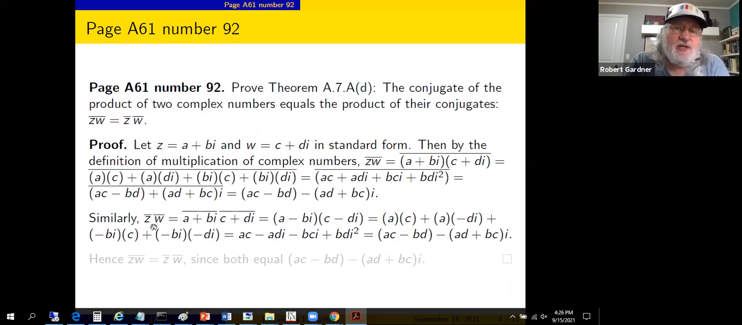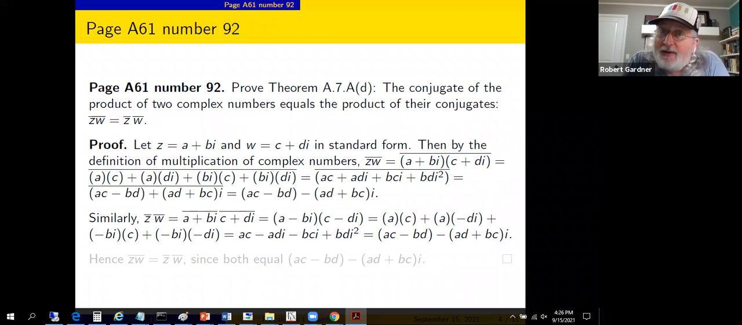Let's show the right-hand side of the equation is the same thing. So let's compute z conjugate times w conjugate. z is a plus bi. w is c plus di. We'll conjugate both of those. Here's a plus sign in front of the imaginary part. We'll change it to a minus sign. c plus di, plus sign in front of the imaginary part. We'll change it to a minus sign, producing this.